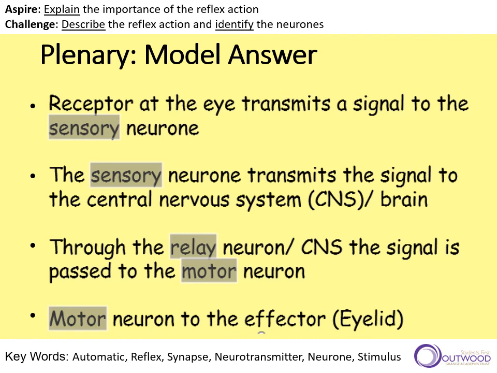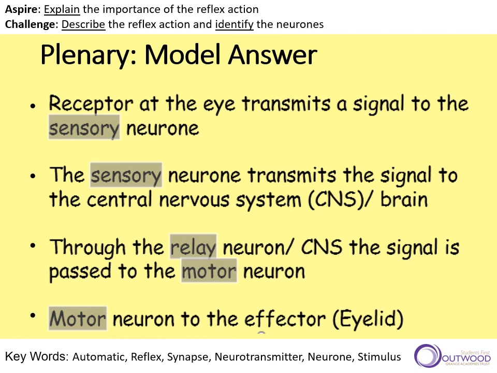Number 2, the sensory neuron transmits the signal, or sends an electrical impulse, it's up to you, to the central nervous system. Through the relay neuron / CNS, the signal is passed to the motor neuron. The motor neuron then passes that signal to the effector, which is known as, in this case, the eyelid. So that's the pathway that is taken.